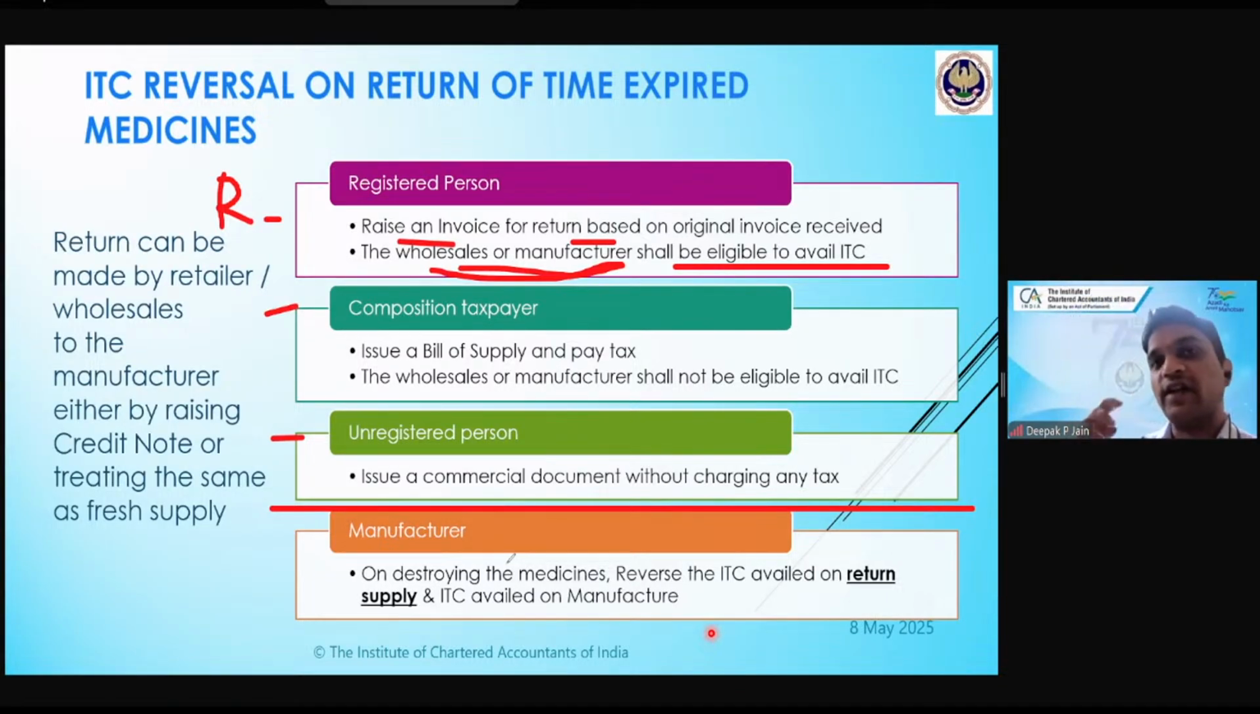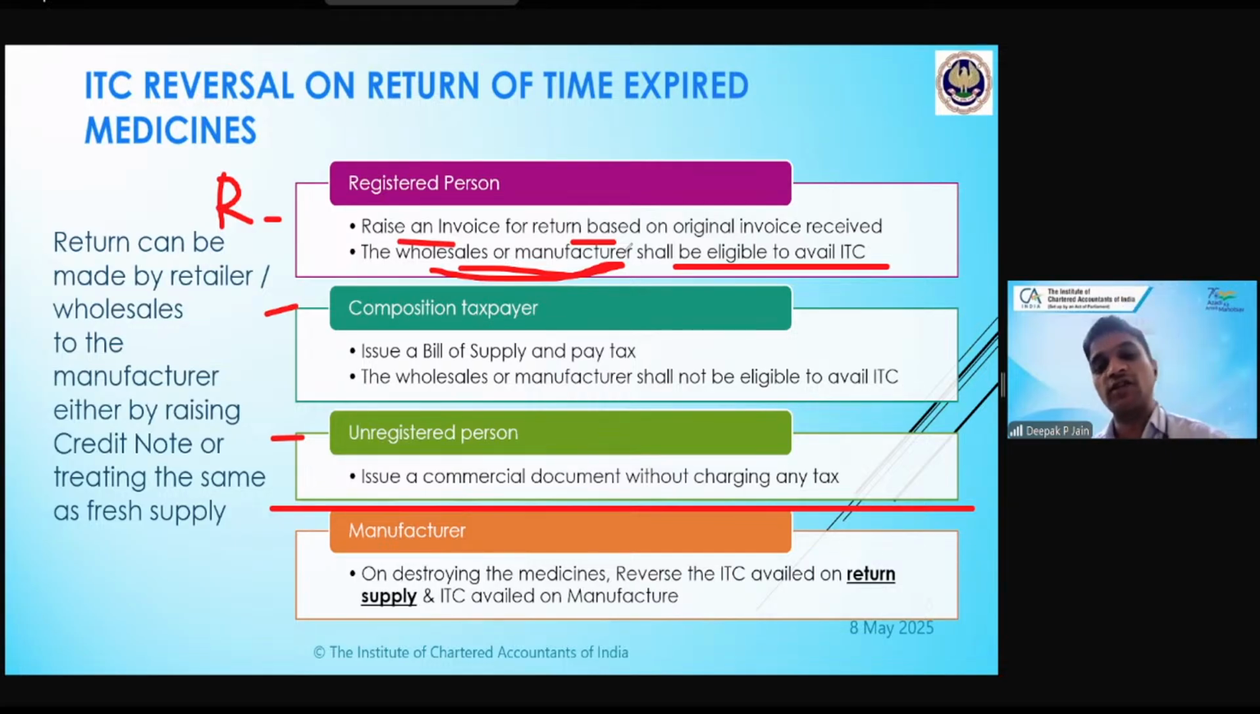So he will have to destroy the goods through a medical council जो procedure बोलता है, there he has to recycle it or destroy it. So he will destroy the medicines and he has to reverse the ITC, because on any destroyed or lost goods, we have to reverse the ITC. So this manufacturer will have to reverse the ITC availed on return supply and the ITC availed on manufacture. So this person will have to reverse the credit. That is what the circular is talking about.